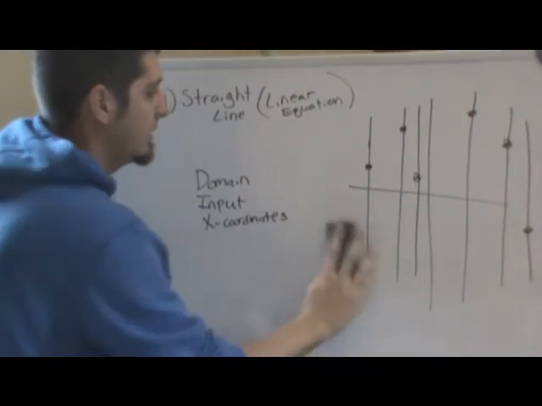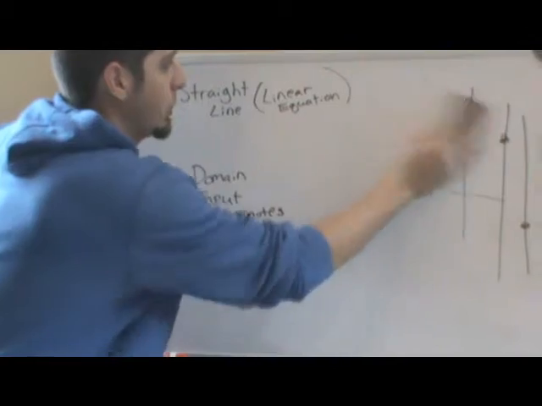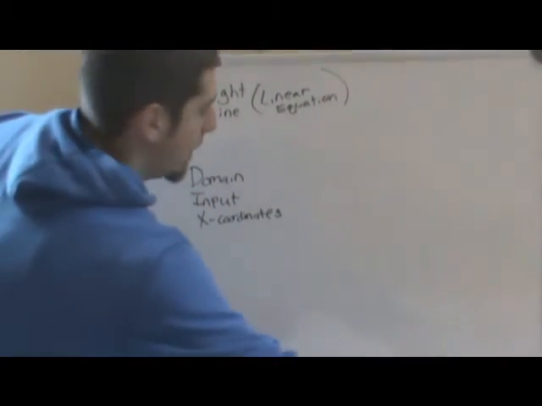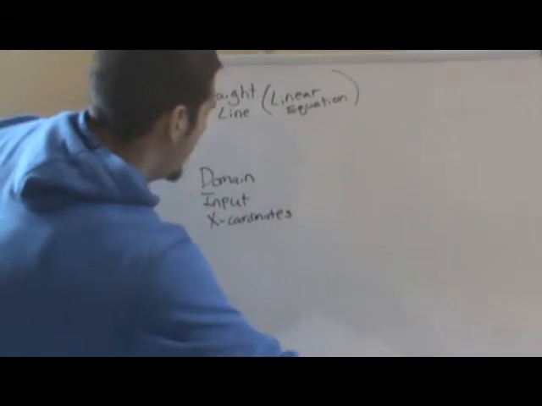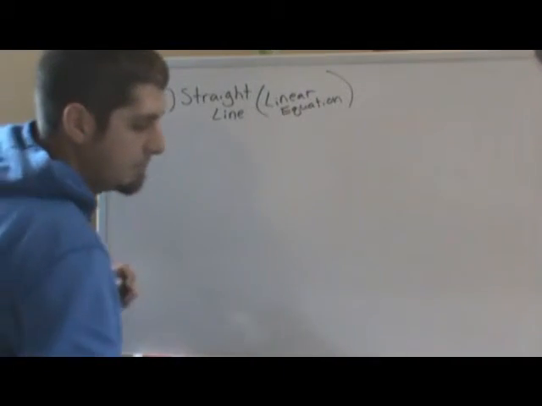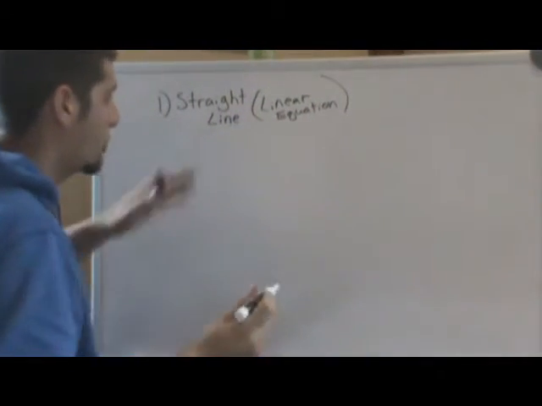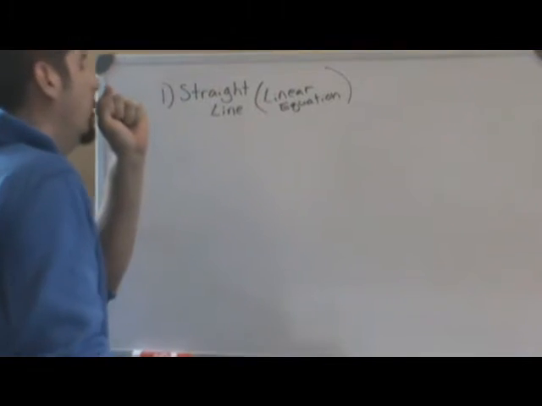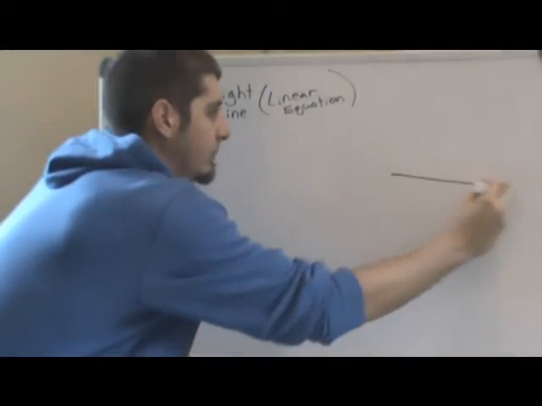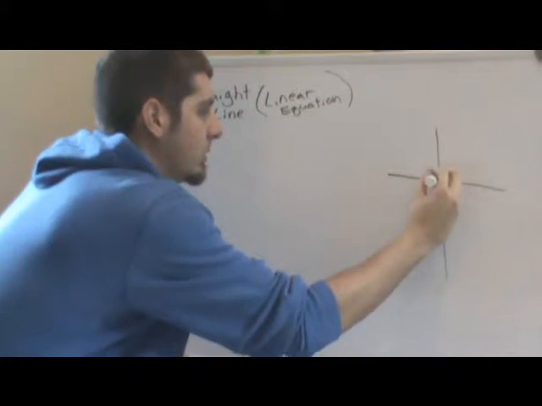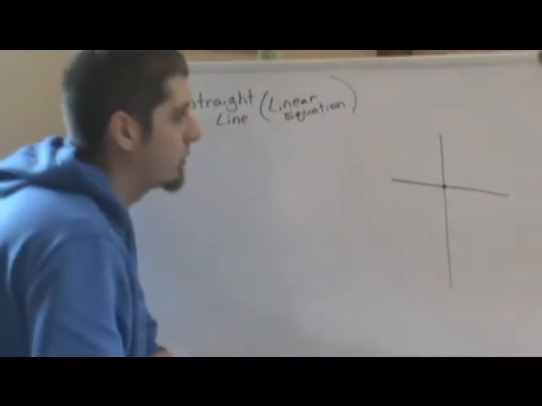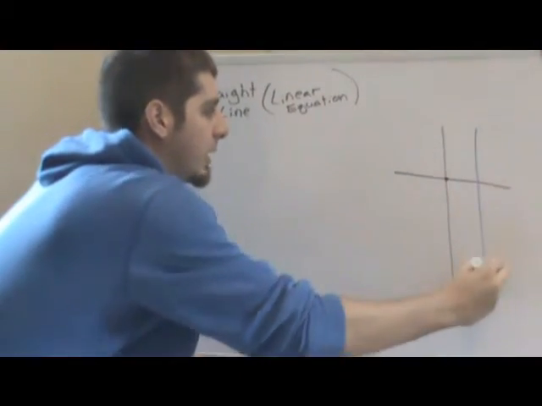So the vertical line test is a great way to identify if you have a function. Another way to identify if you have a function, if you aren't comfortable with the vertical line test, is just to understand the different types of lines that make functions. So straight lines we discussed. Straight lines are functions.